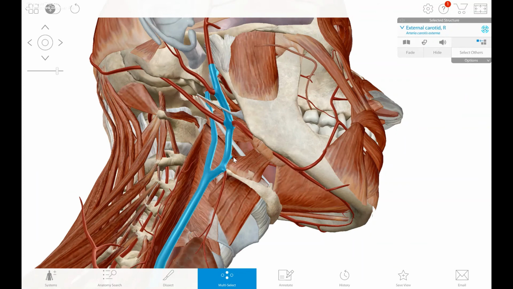The external carotid artery branches into the lingual artery, the facial artery, the ascending pharyngeal artery, the occipital artery, the posterior auricular artery, and the superior thyroid artery, which gives rise to the superior laryngeal artery. The external carotid artery terminates deep to the parotid gland by dividing into the maxillary and superficial temporal arteries.